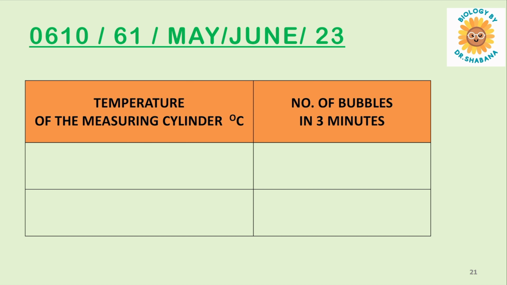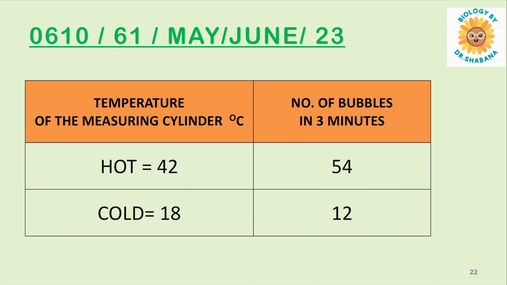So which is the independent, which is the dependent? Obviously the one that I adjusted is my independent variable, and the one that I measured as a result at the end becomes my dependent variable. So the temperature of the measuring cylinder, and we know what that is, and then the number of bubbles counted in 3 minutes, because that was given in the question. So be very, very precise, very specific. So the final table will look like this. You fill in the data and this is what you get.